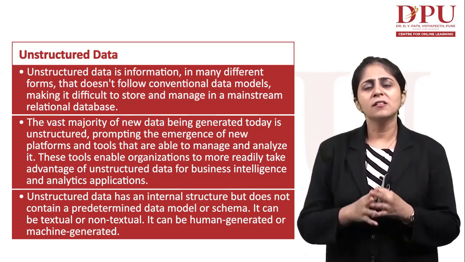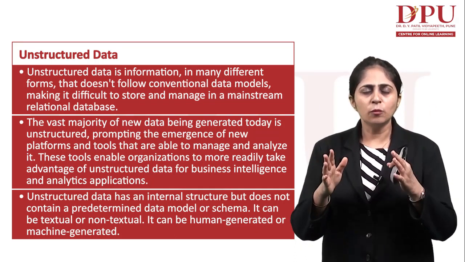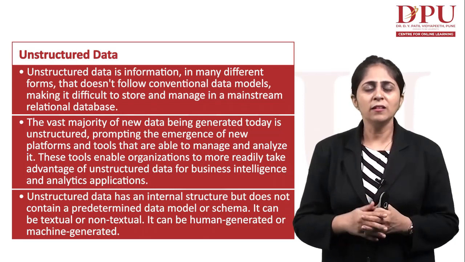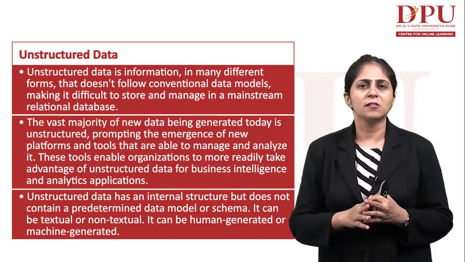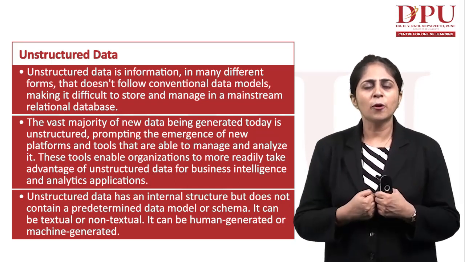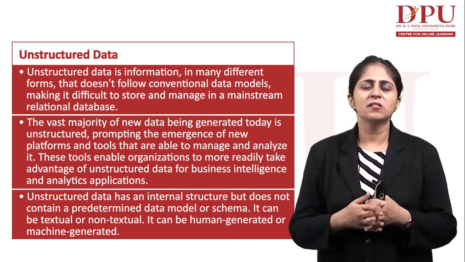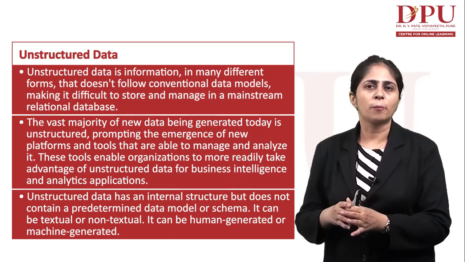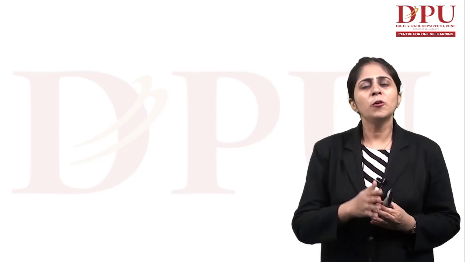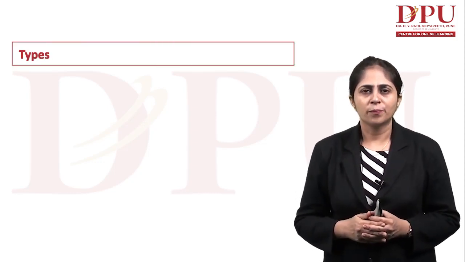So basically, unstructured data is the data which has no predefined format, which is stored as per its internal structure. And the main thing of a business intelligence tool is to convert this unstructured data into a proper format. Now, let us talk about the types of unstructured data.